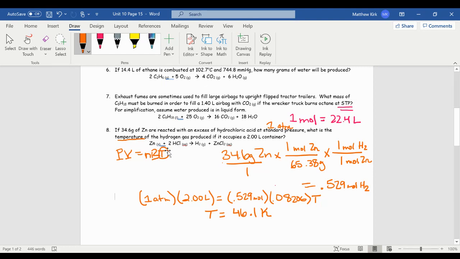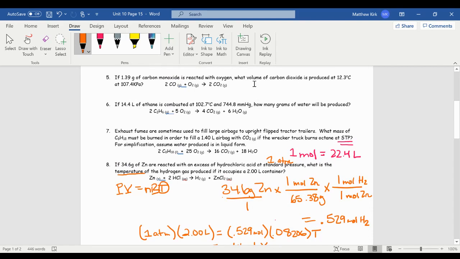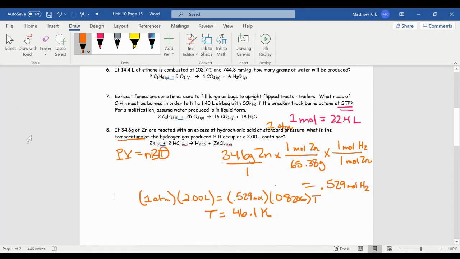And then us realizing, oh, we can't start with PV equals nRT. We have to do stoichiometry to get moles of the gas, which we can then plug into PV equals nRT. And that was just like, I think, number 5 that I worked in video number 1, where we were given grams of carbon monoxide, and we wanted to know volume of a gas. So we did stoichiometry to get moles, then we plugged into PV equals nRT.